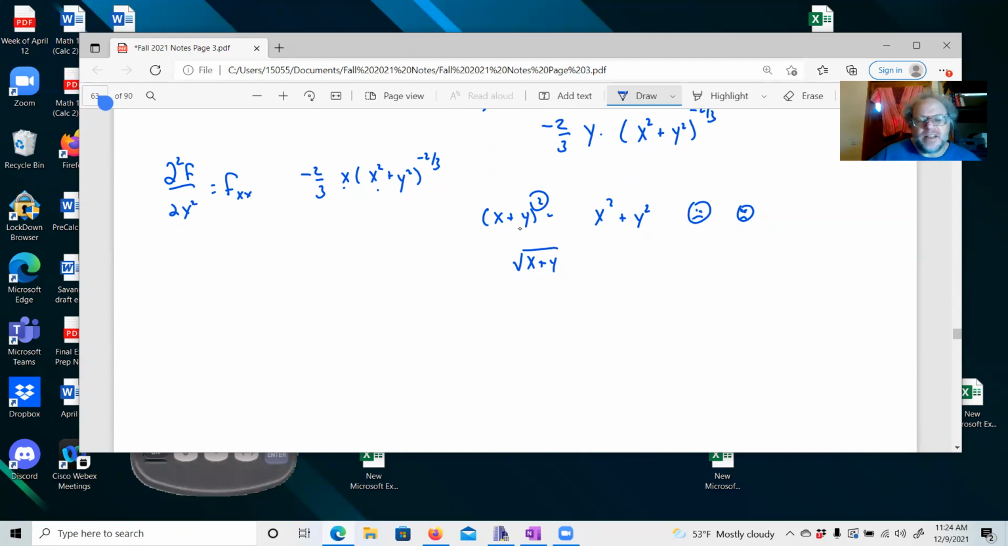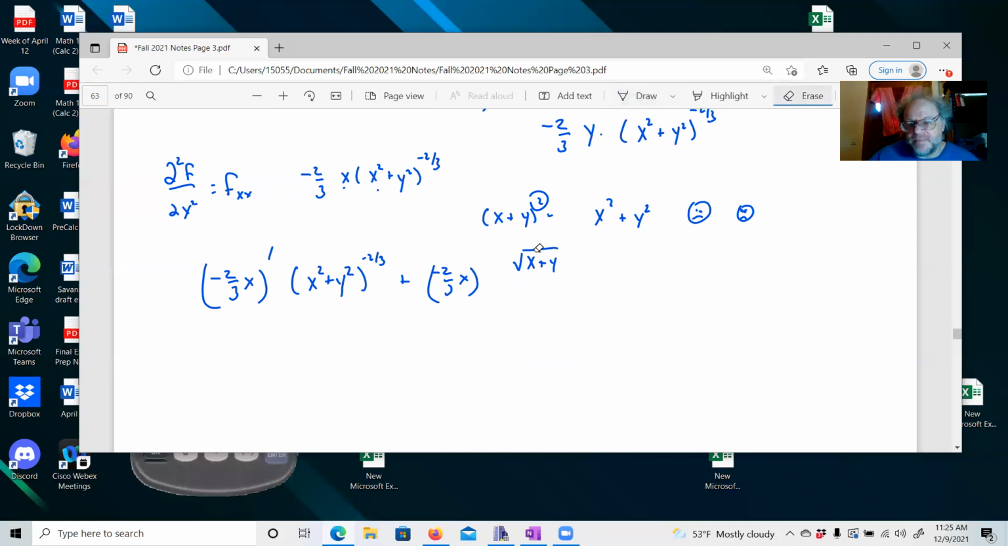So if I want to set this up, this is going to be negative 2/3 x tick, the derivative of the first, times the second, plus the first, times the derivative of the second. And I'm not taking derivatives just yet.